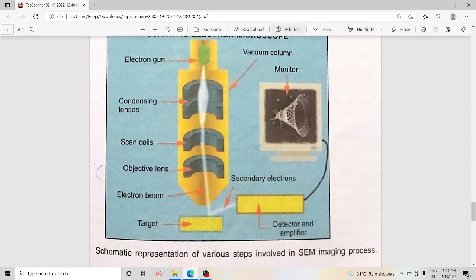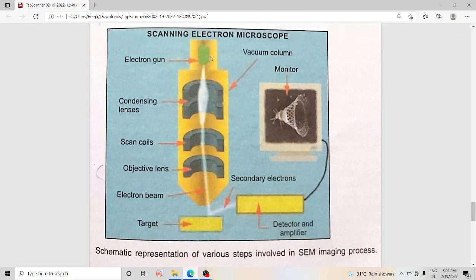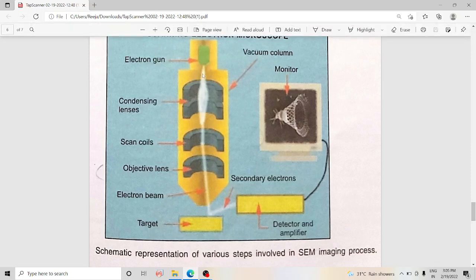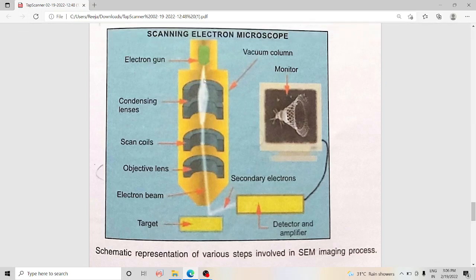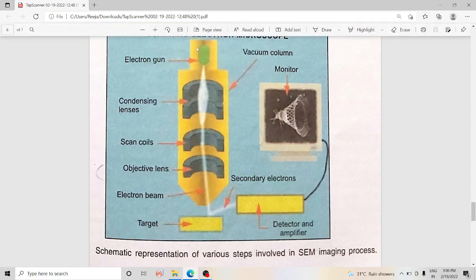Now, the components of a scanning electron microscope. The first component is an electron gun, which is usually a tungsten filament, or compounds like lanthanum hexaboride or cerium hexaboride. Most commonly used is lanthanum hexaboride, which produces an electron beam by thermionic emission. And there are also field emission guns. Then the scanning electron microscope is called field emission scanning electron microscope, FESEM. Okay, so the electron gun is present, which is used to produce the electron beam.